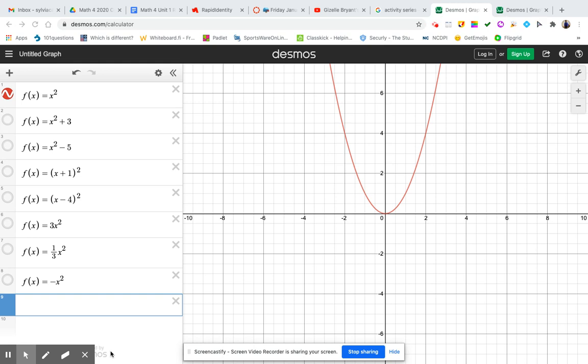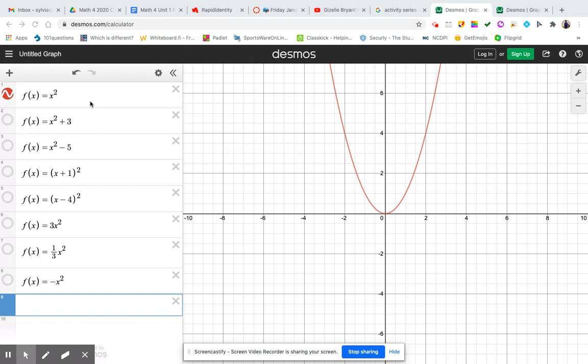Good morning. Today we're going to take a look at transformations of our functions. I'm looking at the graph, seeing what moves it up, down, left, right, what stretches it, what shrinks it, what flips it, and all those good characteristics of a function. So we're going to be studying all kinds of different functions this semester.